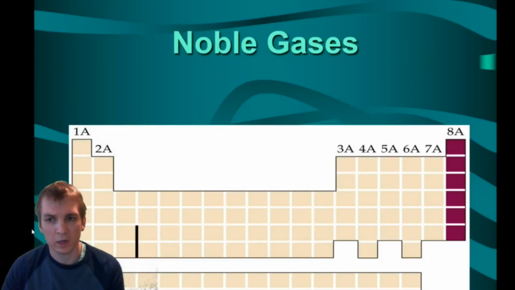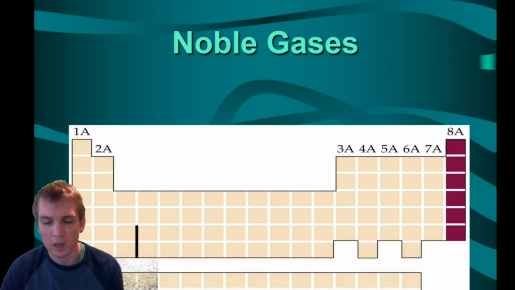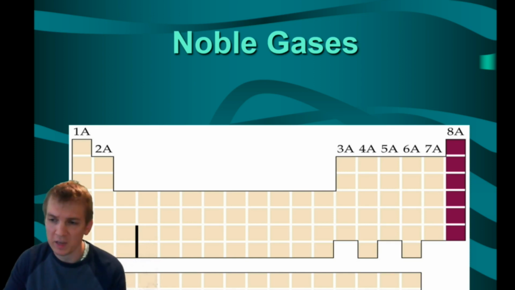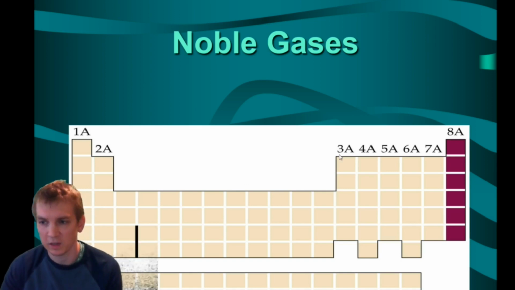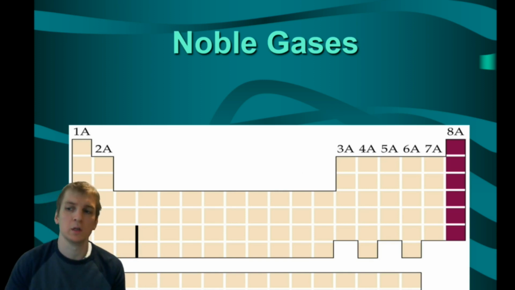Moving on, however, we're going to talk about the families of the periodic table, the non-metals specifically. They actually do have names, and we're going to follow the same rules that we followed with the metals, with the valence electrons and things like that. We're going to start with the far right and move our way inwards.